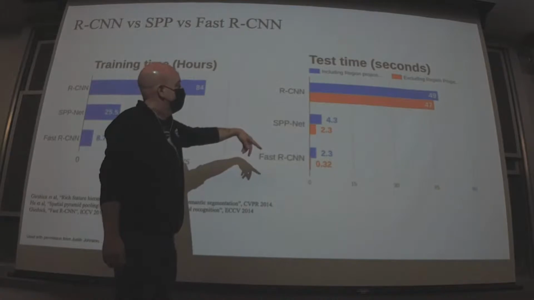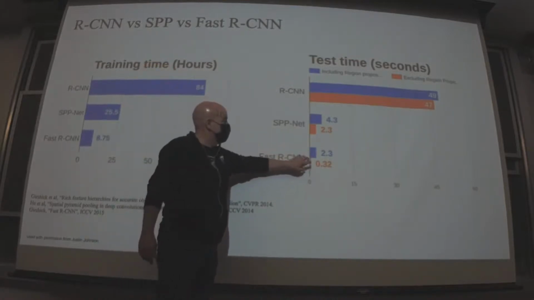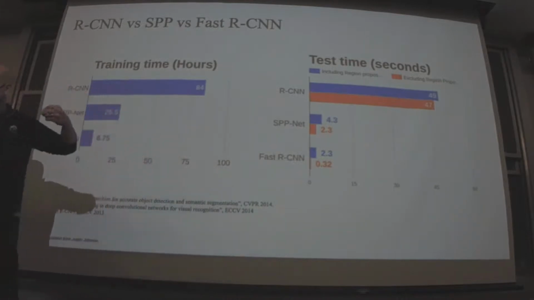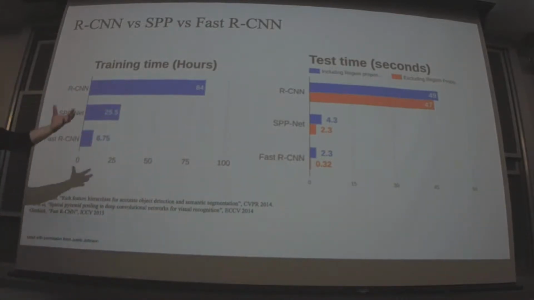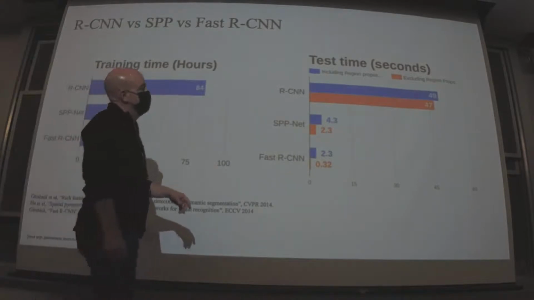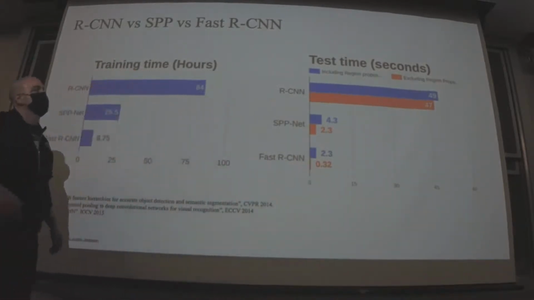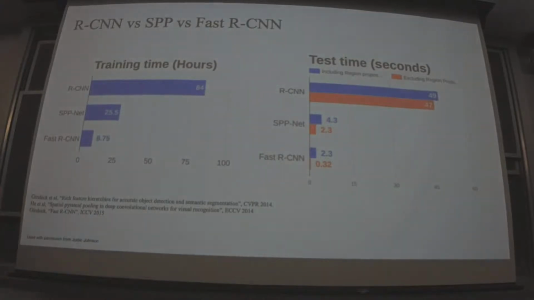The difference between the blue and the red here is that the blue includes the region proposal time. Right, it's like running that algorithm in between. The red does not. So what you can see is there's consistently a 2-second hit that we take when we have to do the region proposals.